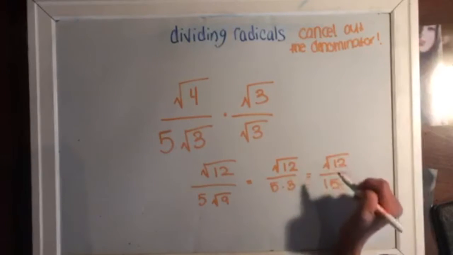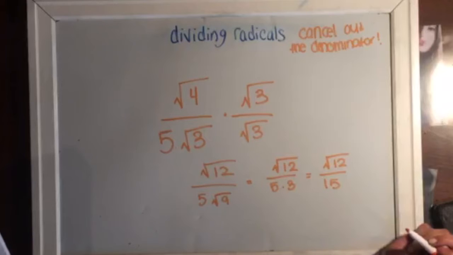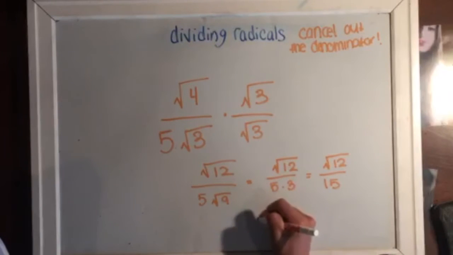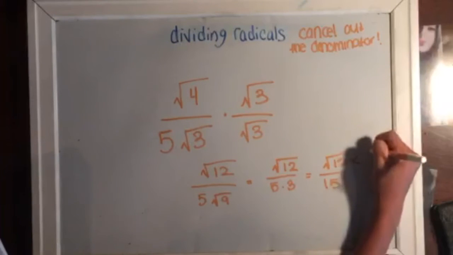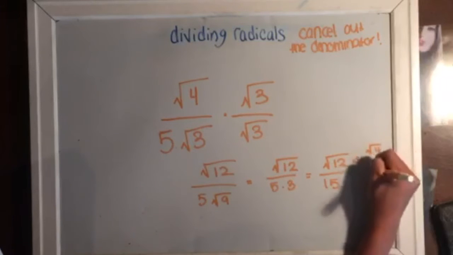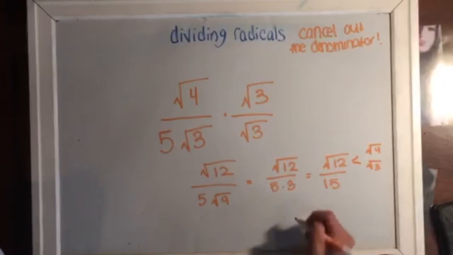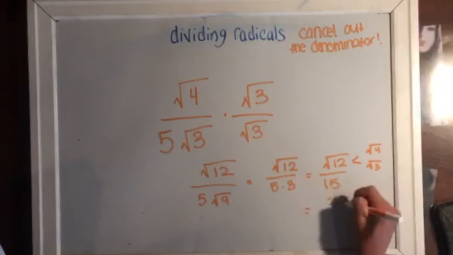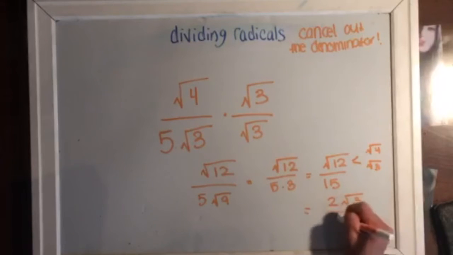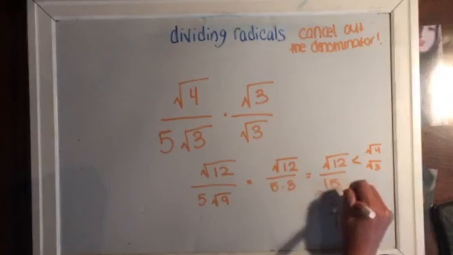So rad 12 can be simplified more into rad 4 times rad 3, and rad 4 is a perfect square of 2. So we're going to be left with 2 rad 3 in the numerator all over 15, and that is your final solution.